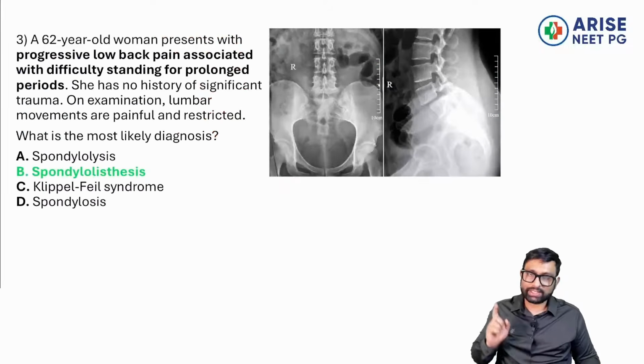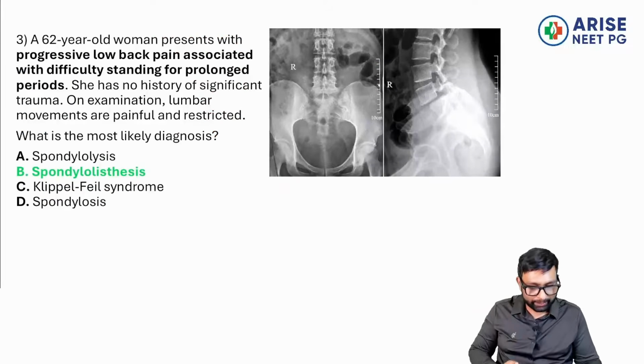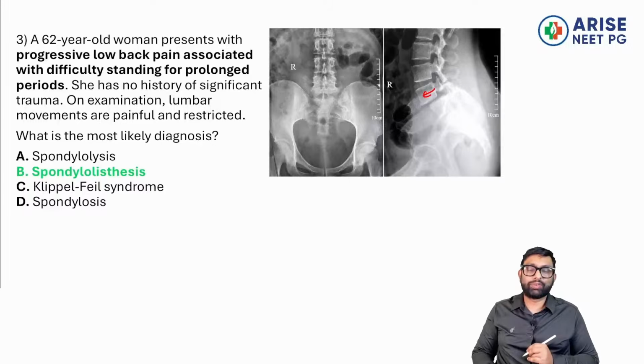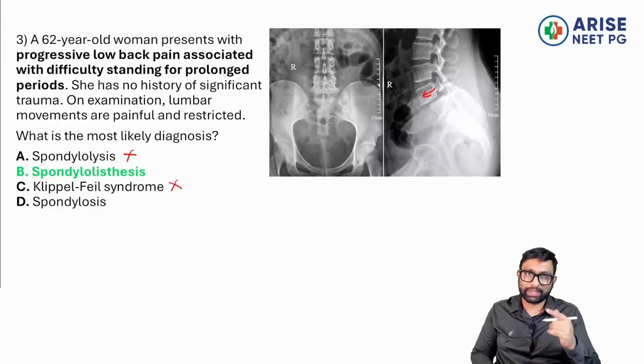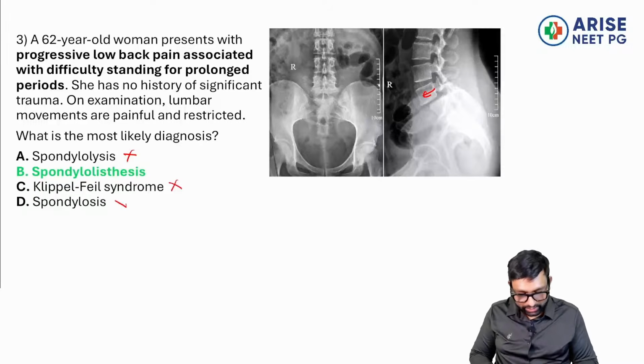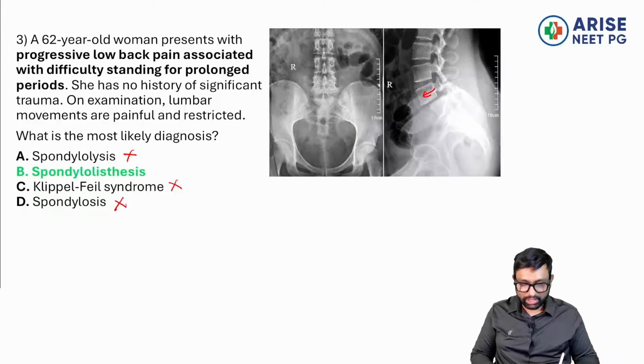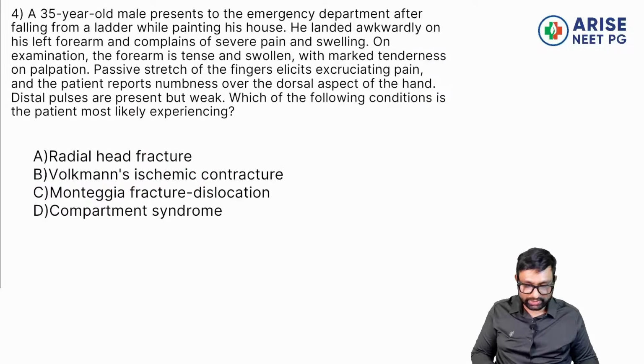Okay, so in this question here, what you're seeing is forward movement of the vertebrae. So this is not lysis because it is forward moving. This is not Klippel-Feil because they have not shown you any fusion of cervical spine. This is a lumbar spine X-ray. It is not spondylosis because here there are more changes than spondylosis. So the best answer is spondylolisthesis here. Okay, spondylolisthesis is the best answer.